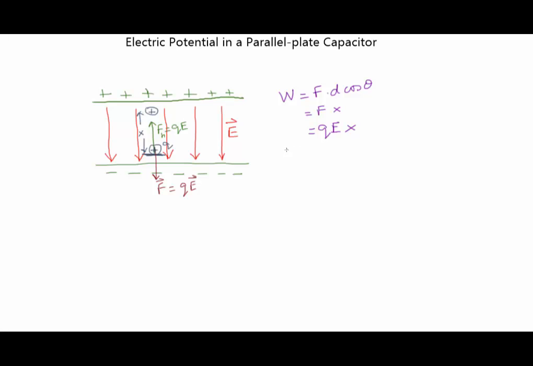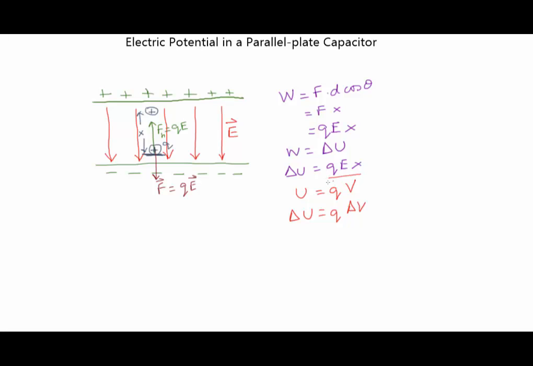So this work simply goes into the change in potential energy. So delta U would be Q E X to make that movement. Now we're interested in knowing the potential difference between these 2 points. And we remember that potential energy was simply Q times the potential, which translated, as we discussed before, to delta U equals Q times delta V.